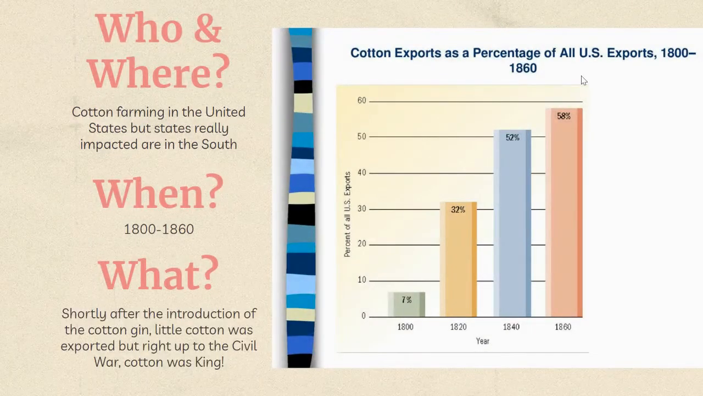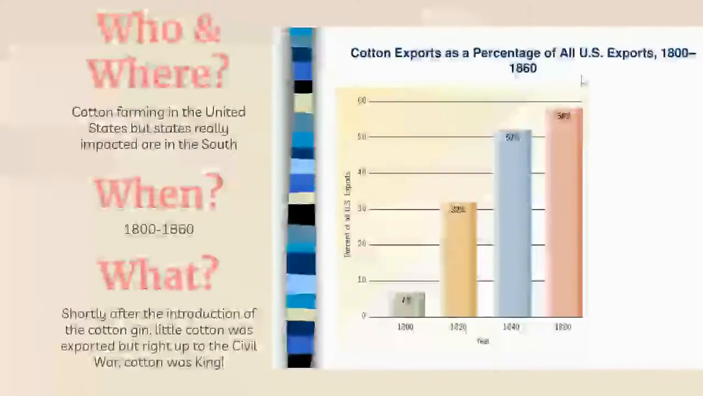Okay, so shortly after the cotton gin, 1800, keep in mind 1800 is on the graph, but 1793, 94 is that cotton gin invention. Shortly after the introduction of the cotton gin, little cotton is exported. So this graph is telling us how much cotton is sold outwardly to other countries. So it's only 7% of cotton exports.